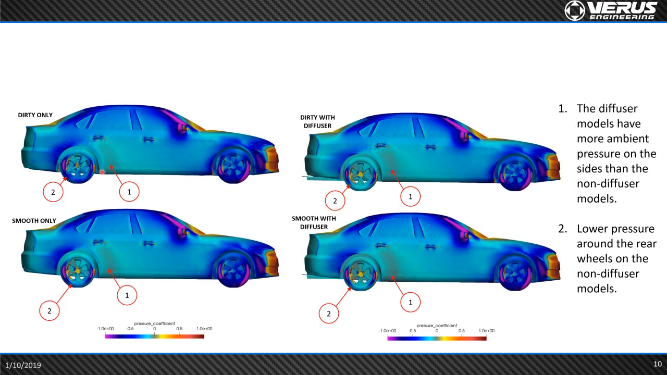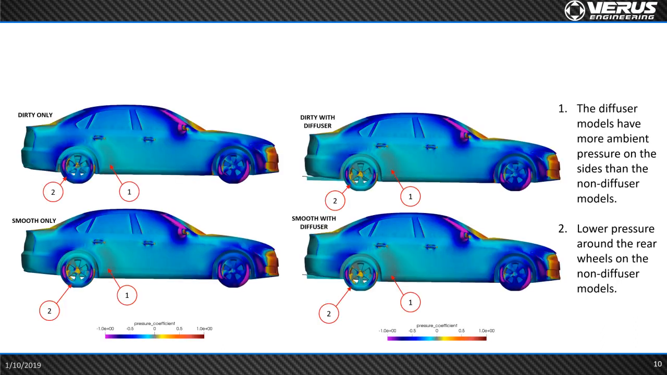Now it's the opposite. This is the other side of the car. So for the dirty underbody only, you have much lower pressure on the rear tire than with the diffuser. You can also see similar trends with the smooth underbody. It's not as crazy as with the dirty underbody, but it can still be seen.